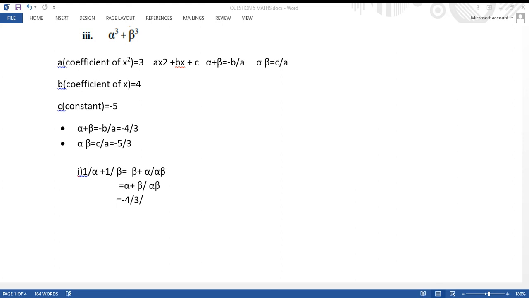3 over negative 5, sorry. But either way, it still makes it negative. So these 3's will cancel each other out, and you have negative 4 over negative 5. Then negative and negative make positive. So your answer is going to be 4 over 5. All right, so that is your answer.